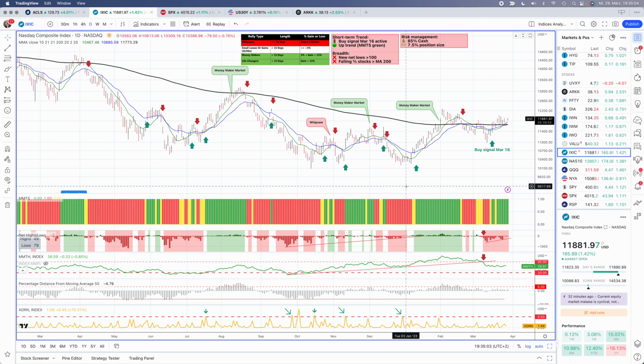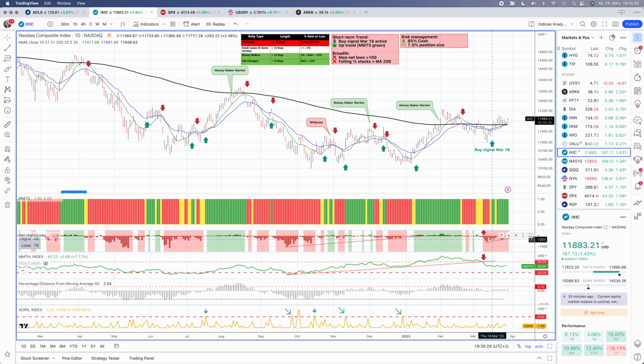It's very similar to the IBD accumulation and distribution days. It helps us to time our buys and sells a little bit better. We look at net highs and net lows to confirm what we see in the market trend indicator. We look at the stocks above the MA200 to get a feeling: is the broad market right now on our side or not?